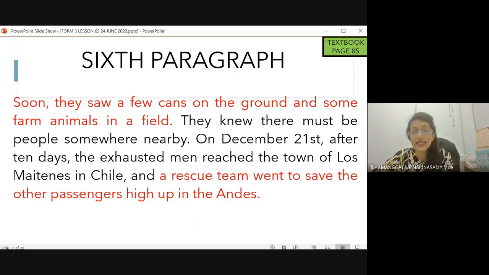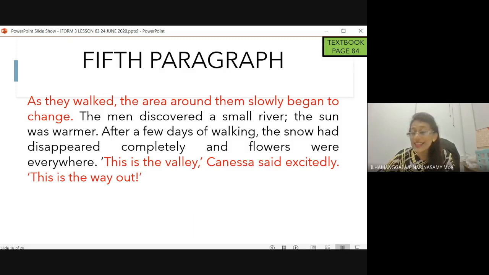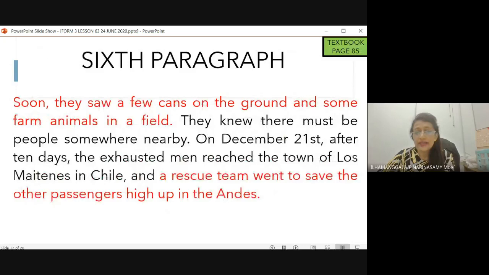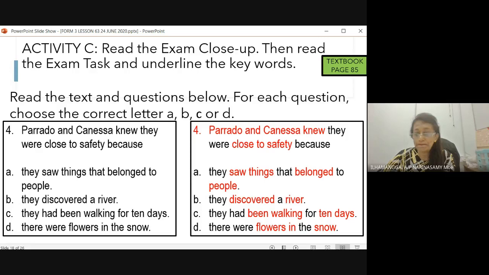So which paragraph would give you the correct answer? And which would be the answer? Something for you to think about. Sharinya said paragraph 6, and Tarvina said number 4 is A. Sharinya also said A. What about the rest of you? Mahasri says paragraph 6, line 2, they knew there must be people. But Kristina says it's B. Hadif says A. Danny says A. Sharvinda says A. Mahasri says A.